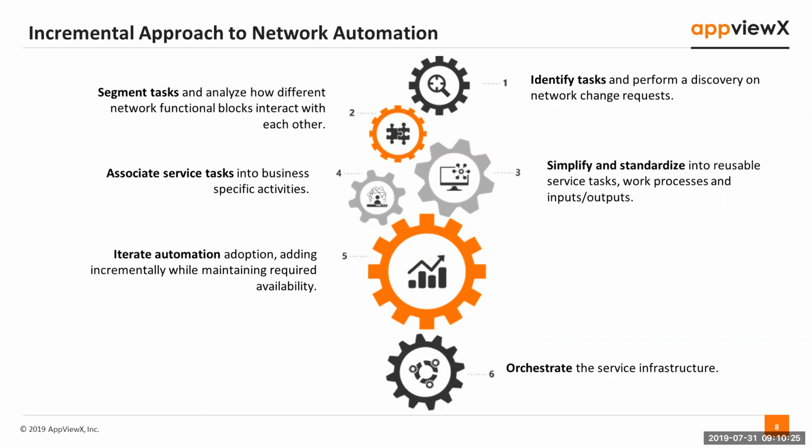Number 5, iterate the automation adoption. Add them incrementally. So once you've identified those tasks and which are the most common, which are the most frequent, automate that particular one and then begin to adopt it, but maintain the required availability. And then last, begin to orchestrate them. Once you have those Lego building blocks, those incremental tasks automated, then you can begin to reorganize and orchestrate the individual tasks into a fully automated end-to-end service.